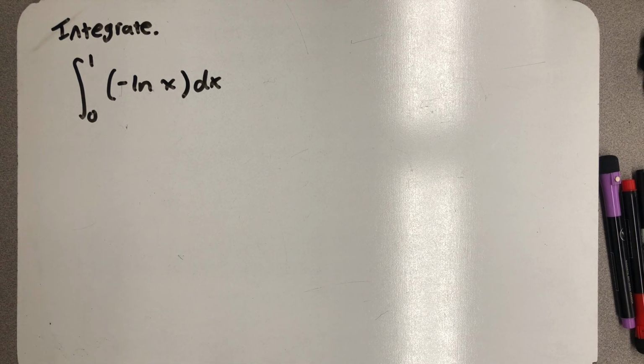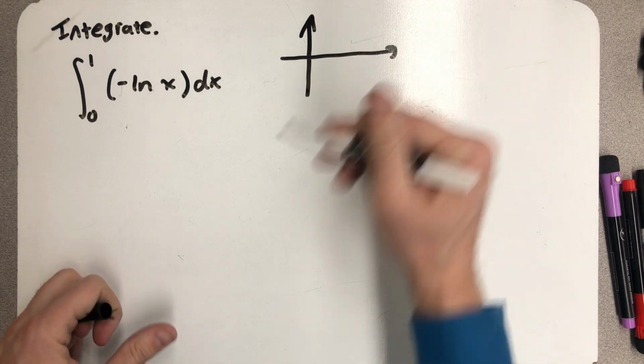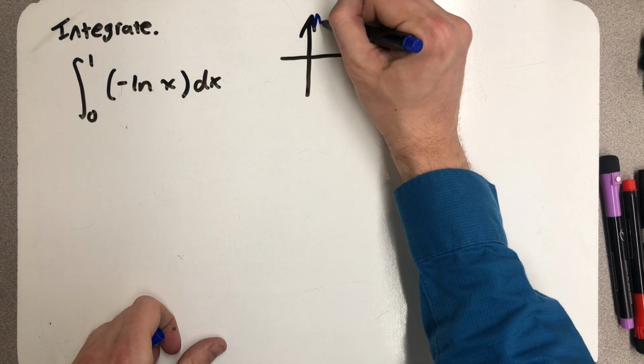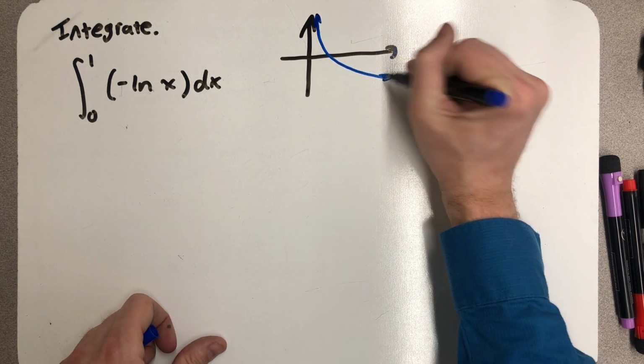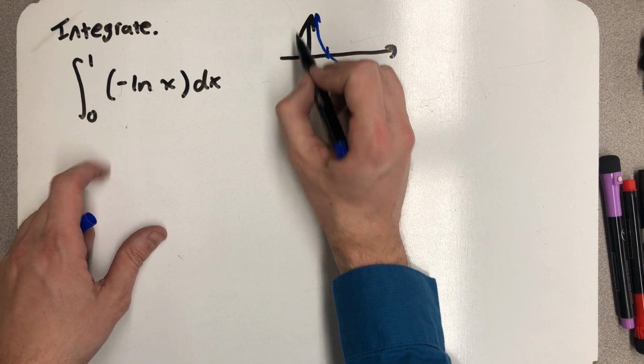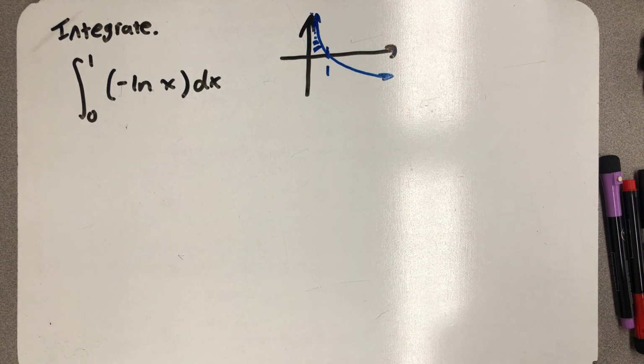We've been asked to integrate from 0 to 1 of minus the natural log of x. And this is a type 2 improper integral, because if I think about the graph of the natural log of x, and better that, minus the natural log of x, I get a graph that looks something like that. And so from 0 to 1, I see there is a vertical asymptote at 0, making this an improper integral.